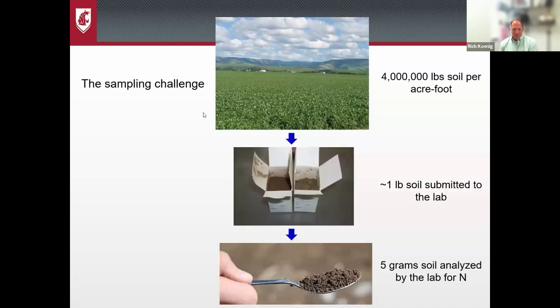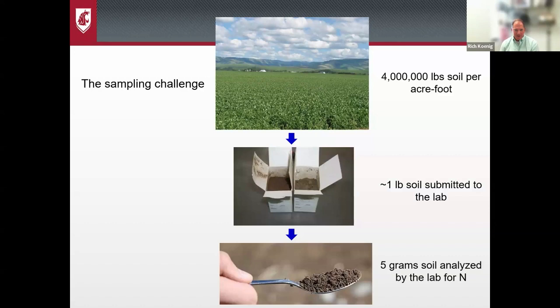And again, to remind you of the magnitude of the challenge, if we were to collect and weigh soil spanning an acre to a depth of 1 foot, there's about 4 million pounds of soil in that acre-foot. And that's only 1 acre. When you collect a soil sample, you are often submitting only a pound of soil, maybe a little more, maybe a little less, to the lab for analysis.